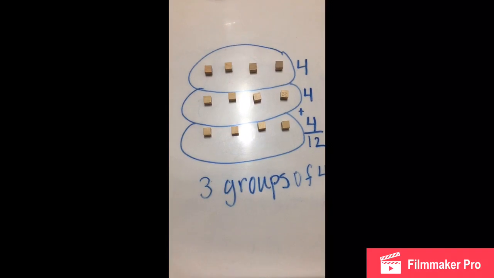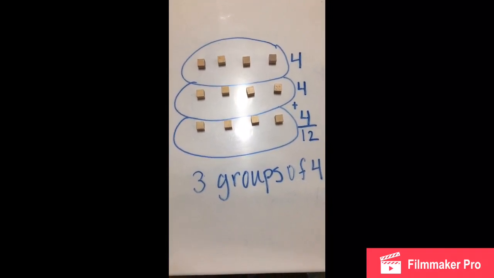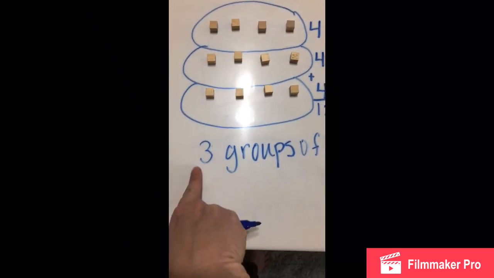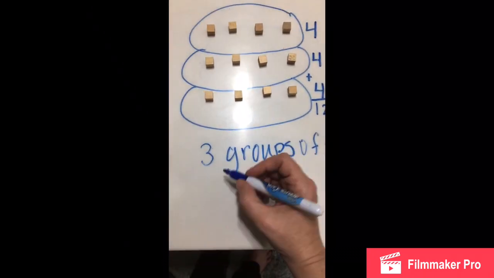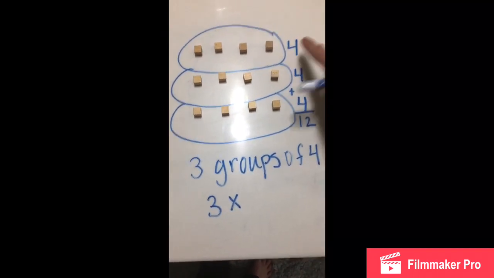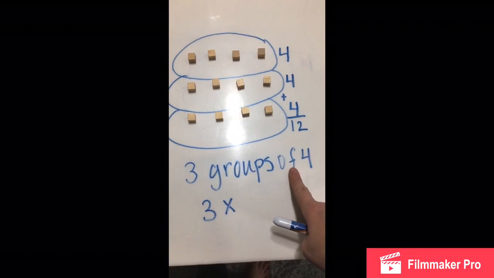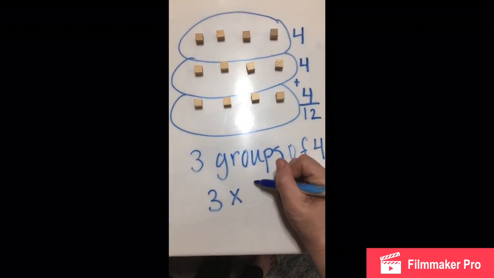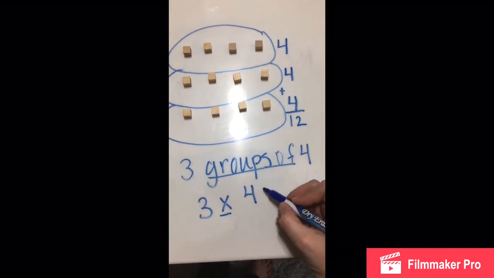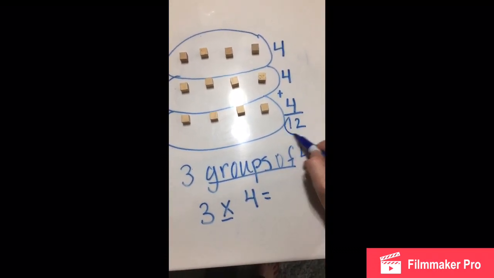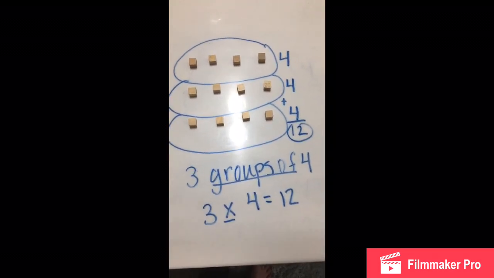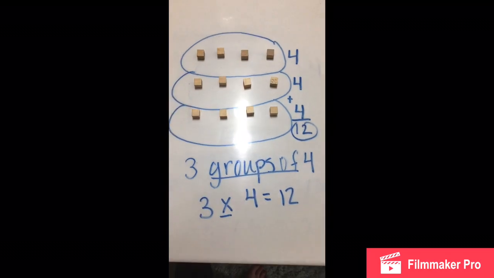Now, the last step is to set up your multiplication sentence, and how you do that is you take your number of rows or groups and multiply it by how many's in each group. So 3 groups of 4 is also 3 times 4. When you see groups of, think multiply, and it equals what we got up here, 12.